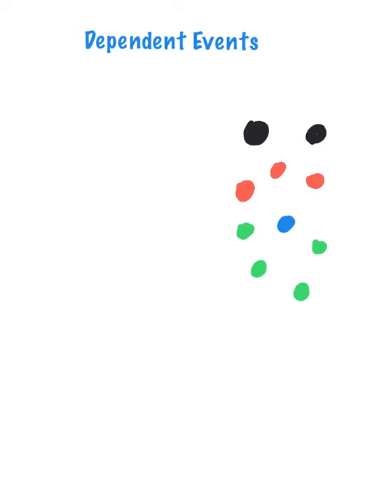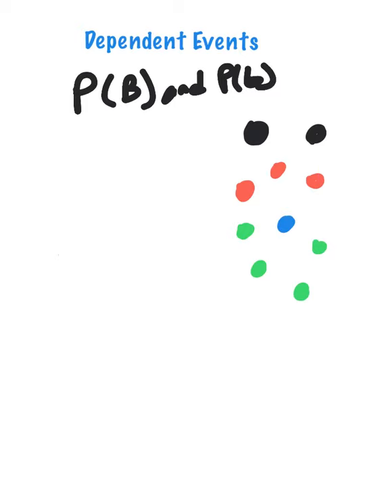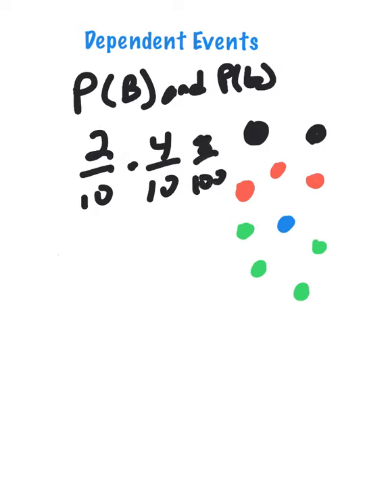Example would be, now if we can replace them, they're not dependent events, they're independent events. So I want to find out the probability of getting a black one, and then the probability of getting a green one. So not dependent, you can put them back. So the probability of getting a black one is 2 out of 10, and the probability of getting a green one is 4 out of 10. So my probability of getting a black one and a green one would be 8 out of 100, because you just do top times top, bottom times bottom. So I'm just picking those and then replacing them.